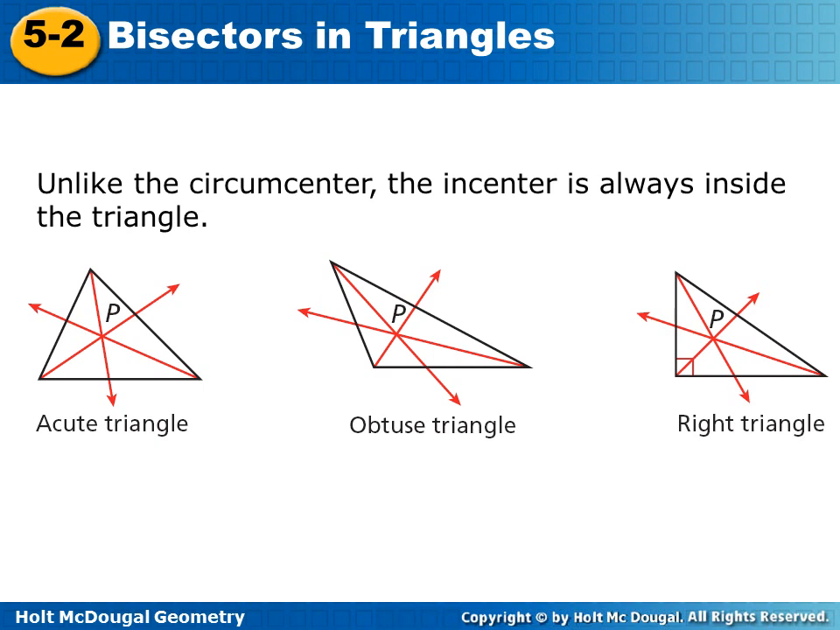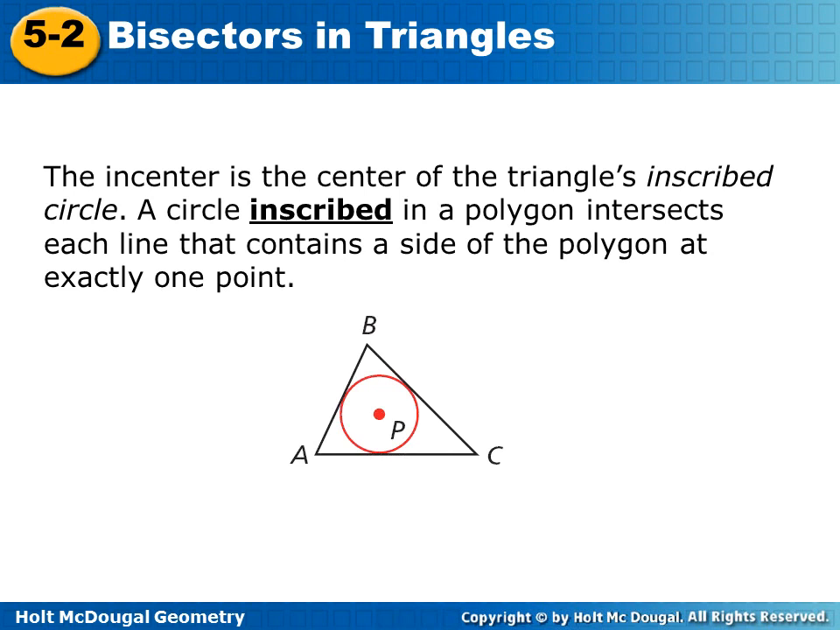So here's an example of an acute, obtuse, and right triangle, and they're all located inside the triangle. The incenter is the center of the triangle's inscribed circle. The circle inscribed in a polygon intersects each line that contains the side of the polygon in exactly one point. This is called a tangent line, where it only intersects at one point.